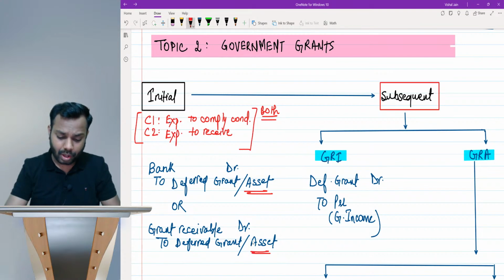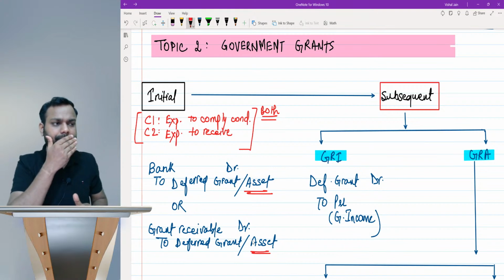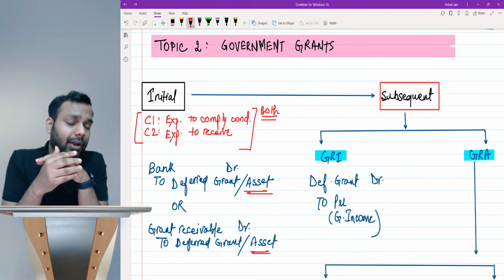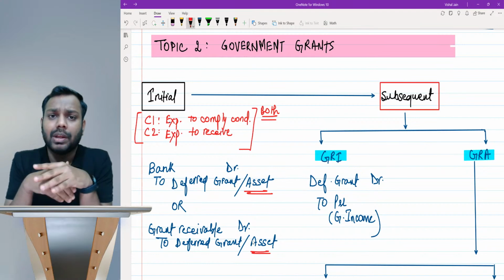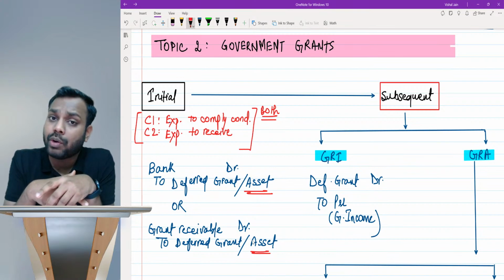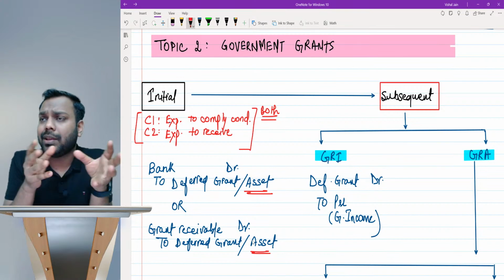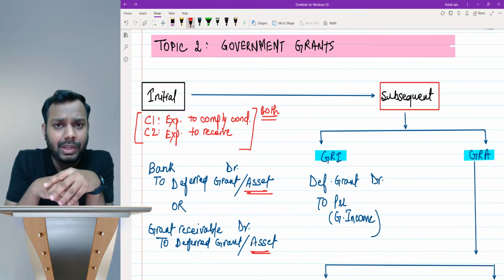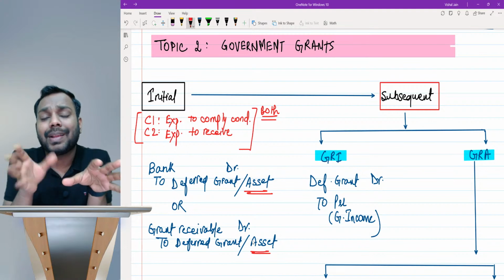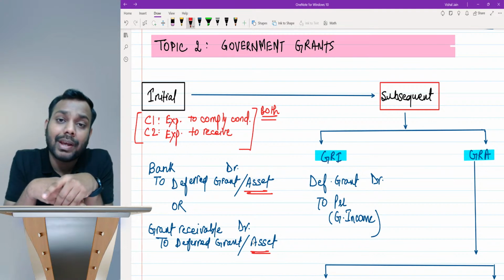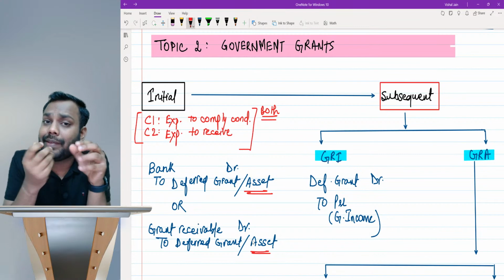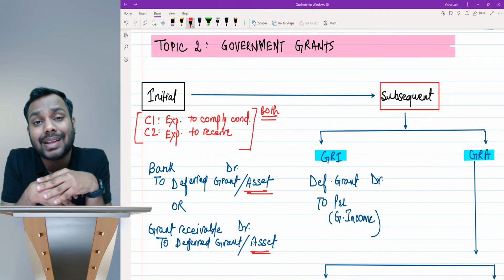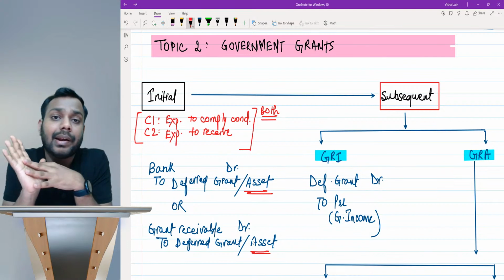Now, the grant that I am receiving can be of two types: one related to income, another related to asset. What is the meaning of grant related to asset or grant related to income? If the grant is given for purchasing any specific asset, that is called a grant related to asset, and all other grants are grants related to income.